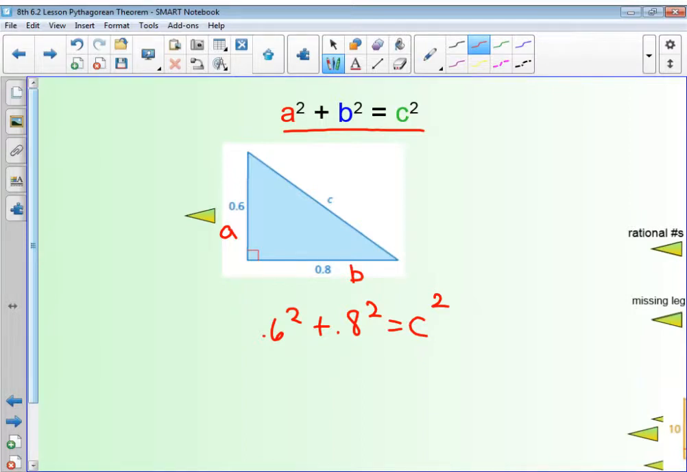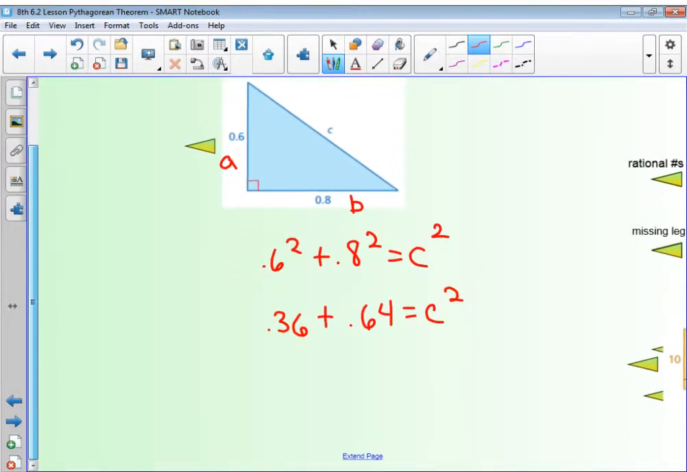So 0.6 squared gives me 0.36 plus 0.8 squared is going to give me 0.64 equals C squared. Okay, so now following my order of operations still, I'm going to go ahead and put these together. And when I do that, I get 1 equals C squared. Final step is we want to go ahead and do the square root to get rid of that exponent. Oops. Square root of 1 is 1. So we just found out that C equals 1.